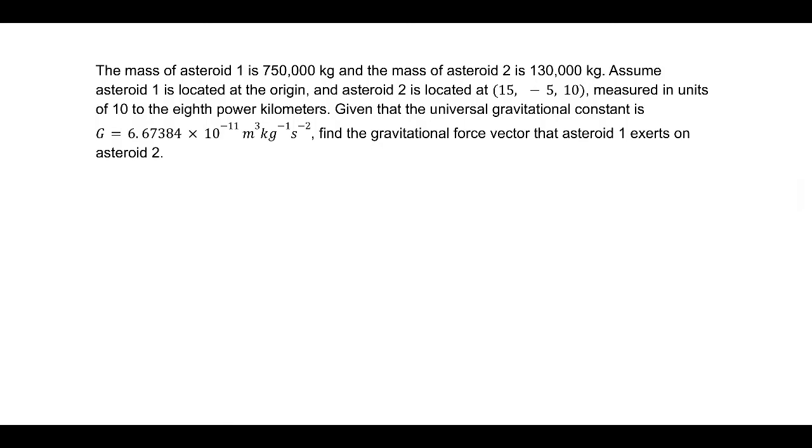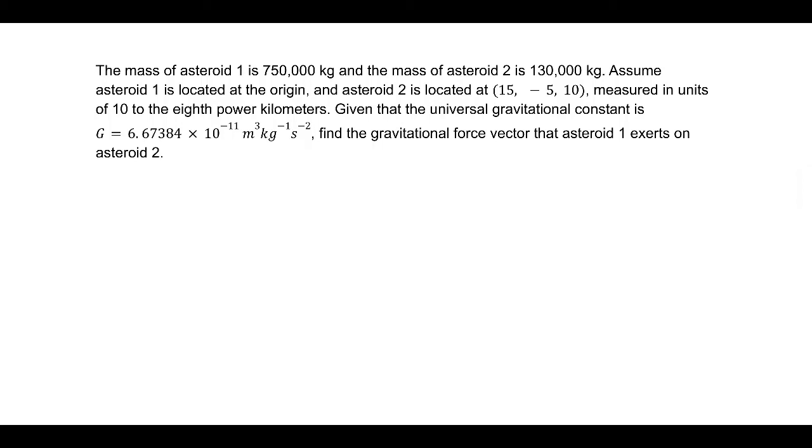The mass of asteroid 1 is 750,000 kilograms, and the mass of asteroid 2 is 130,000 kilograms. Assume asteroid 1 is located at the origin, and asteroid 2 is located at the point (15, -5, 10), measured in units of 10^8 kilometers.